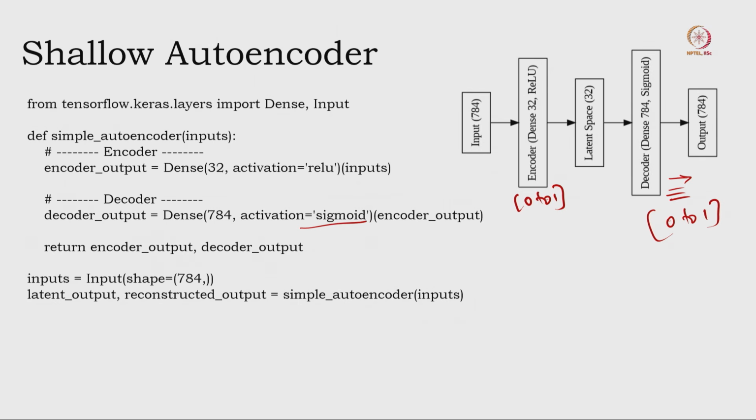This sigmoid has nothing to do with the classification, binary classification, nothing to do with that. It is only to match with the range of input values. Suppose you have used min-max scaler and changed the values between 0 and 1, then whatever reconstructed values you get should also be in that range only. Therefore, we have used sigmoid.